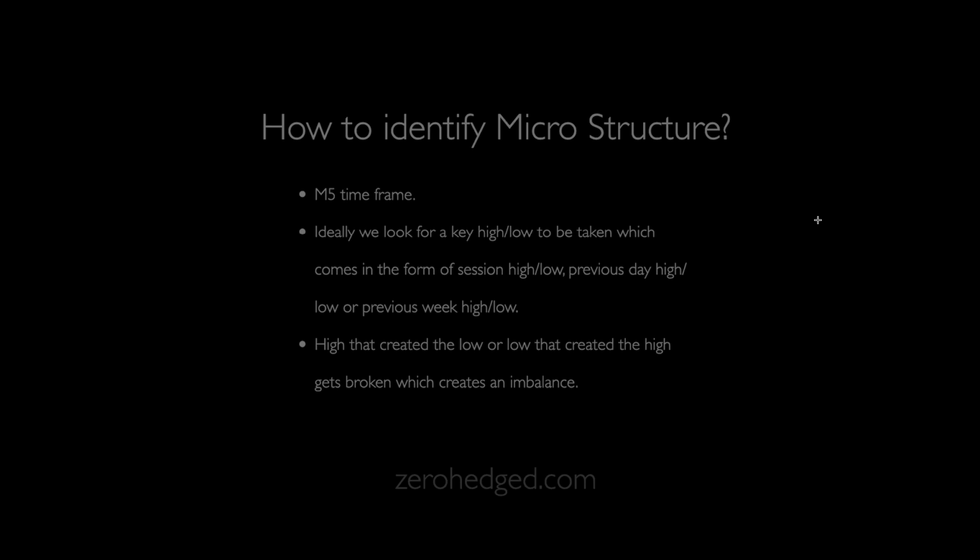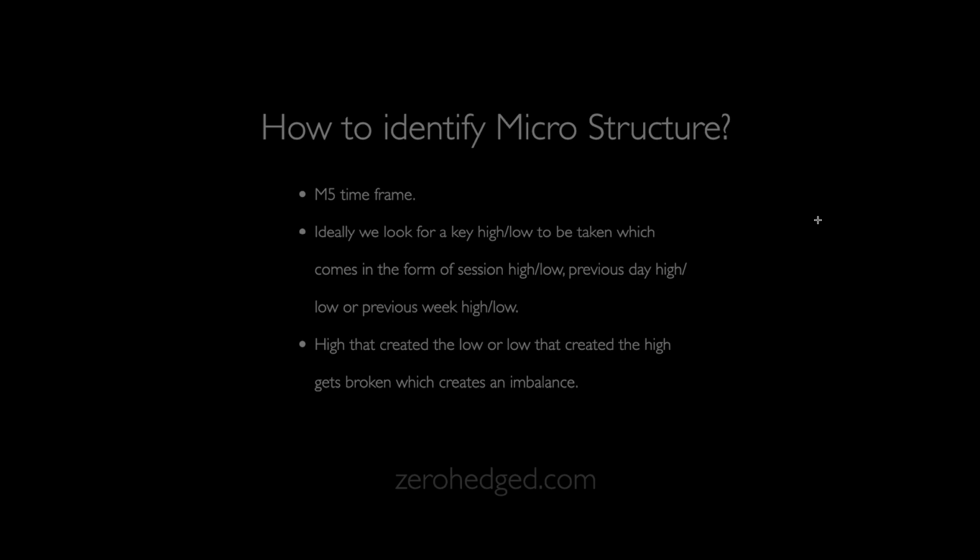or previous day high-low or previous week high-low, okay? The high that created the low, or the low that created the high, gets broken, which creates an imbalance. So, what do I mean by creates an imbalance? Well, of course, we know in the market we have buyers and sellers. What you'll see is bullish structure will be an imbalance of buyers and sellers in favor of the buyers. Okay, there's more buyers than there are sellers, hence the uptrend, hence the bullish market structure.